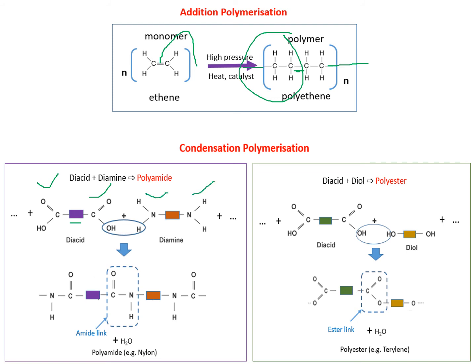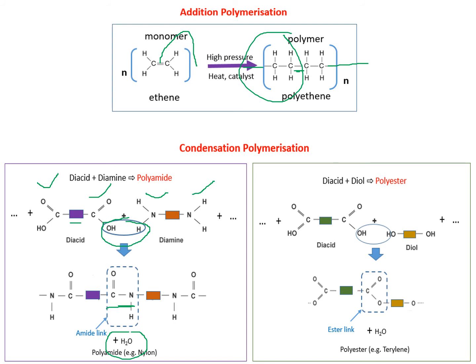Now this COOH group and NH2 are involved in the condensation process, and they lose a water molecule and form an amide bond, C double bond O, NH. This is the amide bond. Both are combined with each other, but they lose a water molecule. This type of polymerization is called the condensation polymerization process.